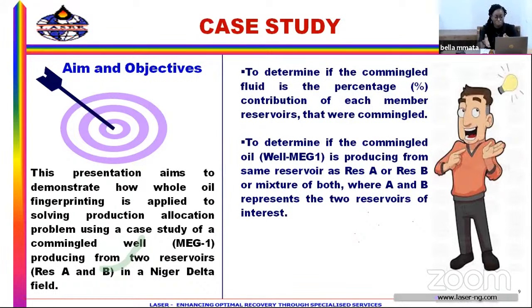So we wanted to find out what is the percentage contribution, and then to determine if the commingled oil in well MEG 1 is coming from either reservoir A or reservoir B, or is a mixture of both. Because sometimes there could be a scenario whereby the commingled fluid, or what we think is a commingled fluid, is actually being produced by one reservoir. So this was what we set out to do.